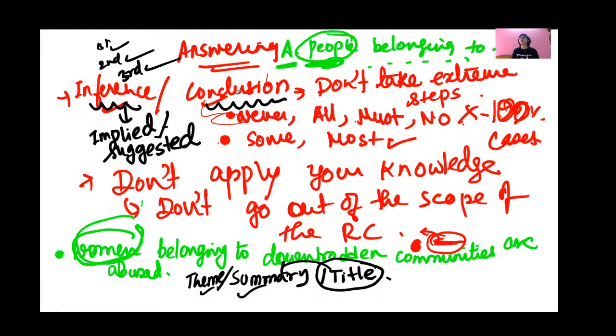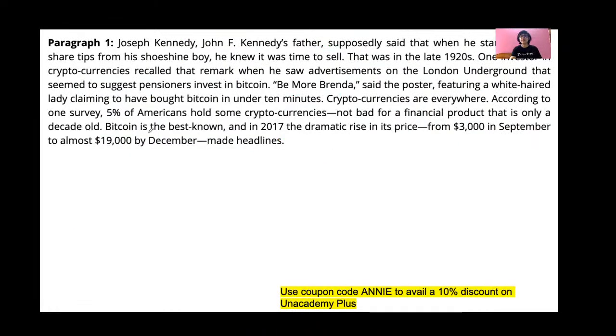This is your conclusion, but this is not your inference, because in your passage it has not been implied or suggested. Something that is implied or suggested in the passage means it is not explicitly said, but you can understand it after reading. That is your inference or implied meaning. Fine. Now we will start solving this passage.